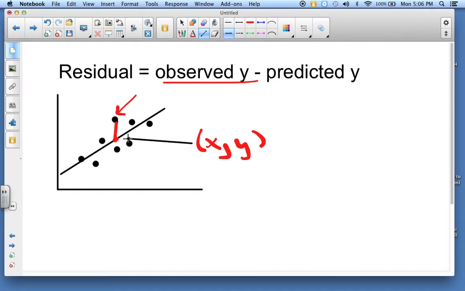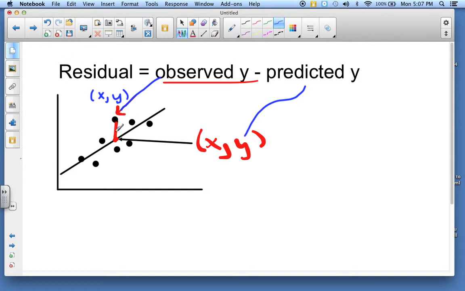So this one right here is talking about that point right there. Now, when I look at the y value, this right here is going to be the predicted y. So this one right here is the observed y. All right, this is going to be x, comma, y. So this y is the observed y, and this y is the predicted y. In order to find the residual, which is the distance between the two, you have to take the observed y minus the predicted y. And we'll go over that tomorrow when we go over what we did today.